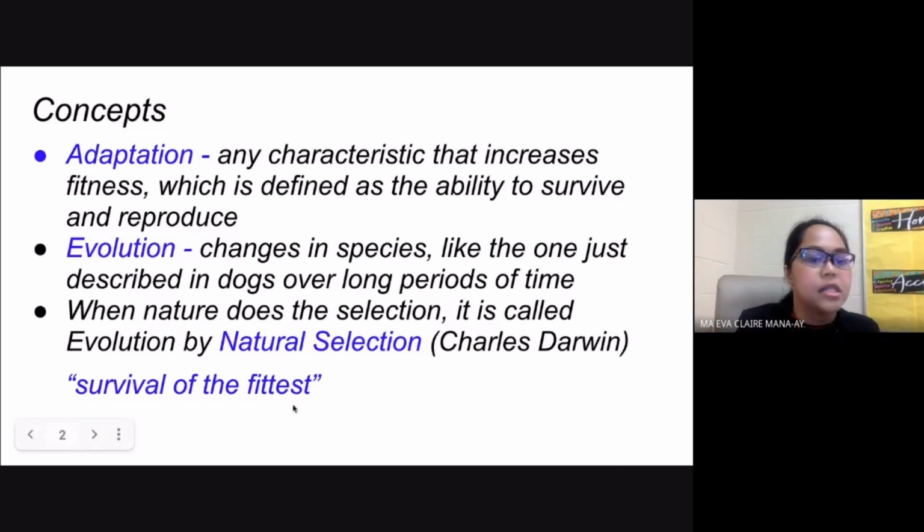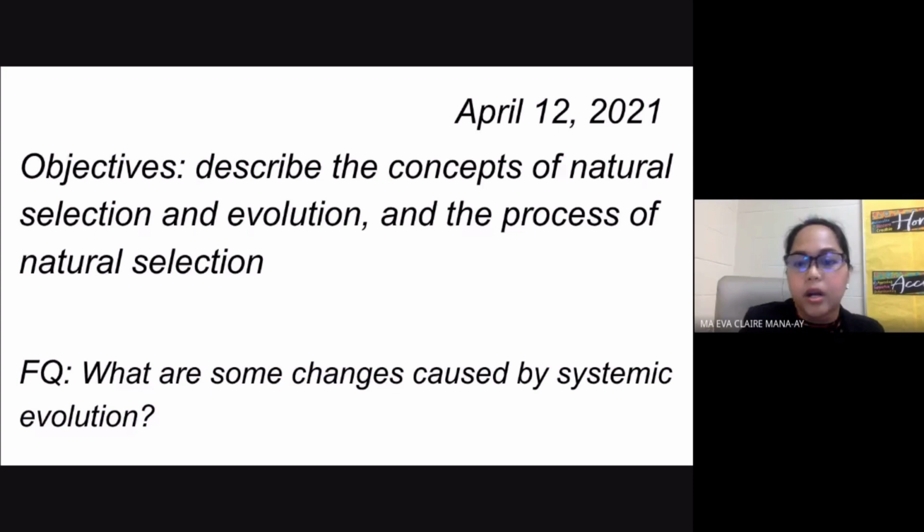Hence this also has given rise to the term survival of the fittest. Whoever is the fittest for that environment, that would be the organism that will survive. So these are some of the concepts that we are going to be talking about today. Your objectives: describe the concepts of natural selection and evolution, of course, the process of natural selection. Your focus question: what are some changes caused by systemic evolution? So this is going to be our focus today.